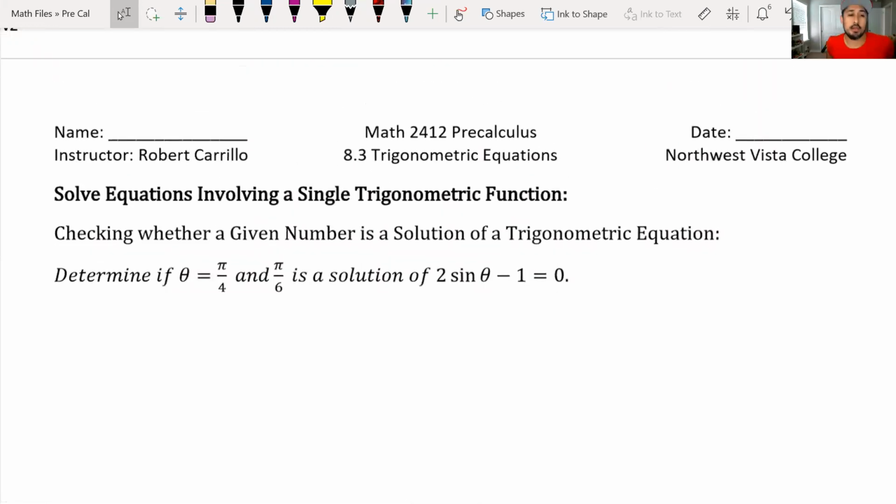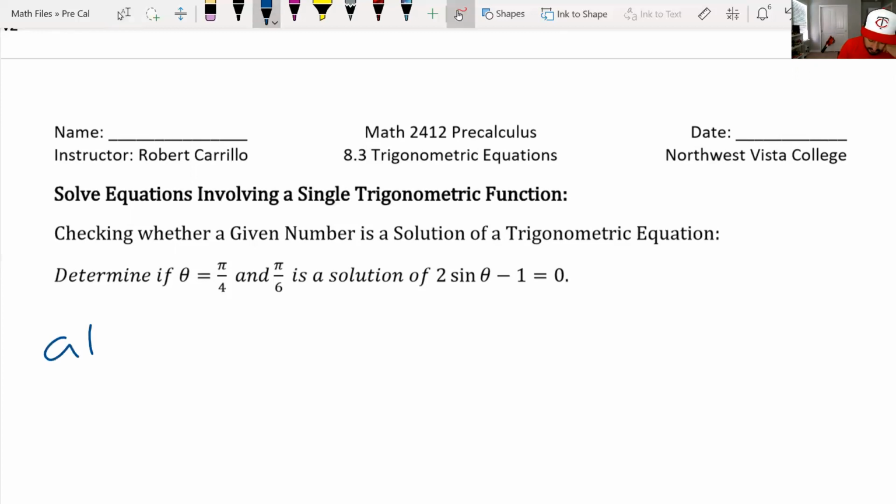This says solve equations involving a single trig function. All we want to know is if the radian values are a solution to the equation. So this says, is pi over 4 and pi over 6, are these solutions to 2 sine theta minus 1 equals 0? Well, fair enough. All you do is plug in pi over 4 and pi over 6 for theta. So that's where we'll start.